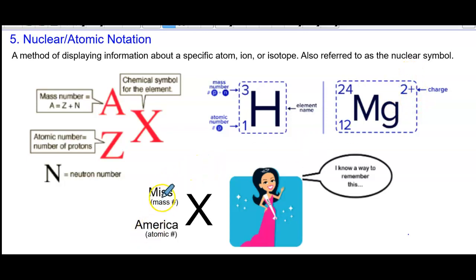Miss America? Miss America is a way to trick your brain into remembering that mass number goes on top, atomic number goes on the bottom of the symbol. So here's a picture of Miss America. So mass number, atomic number, mass number, atomic number, mass number, atomic number.